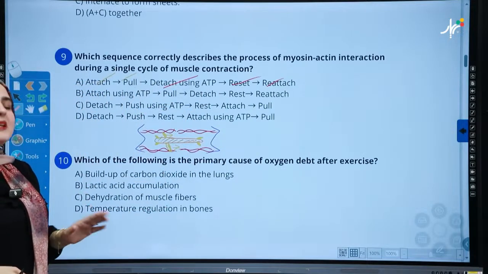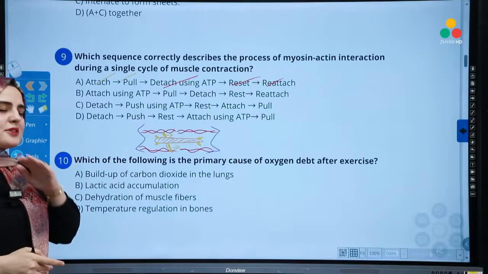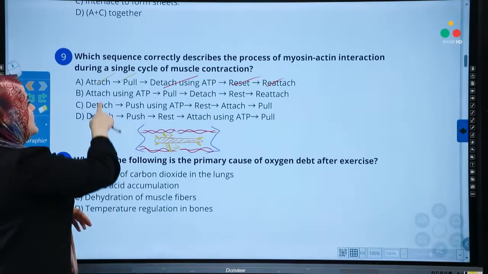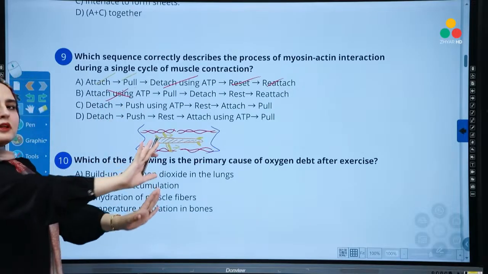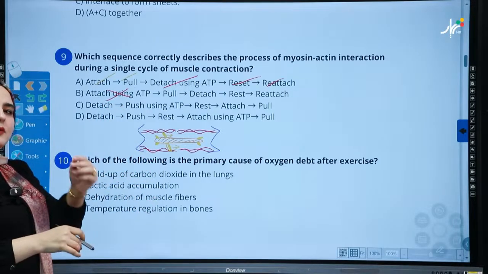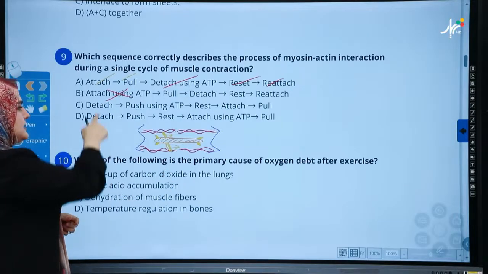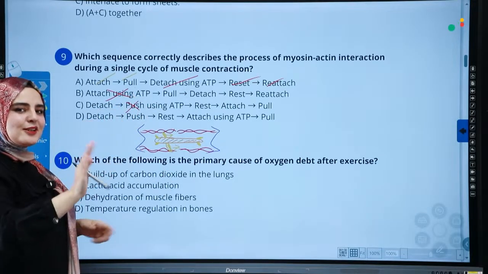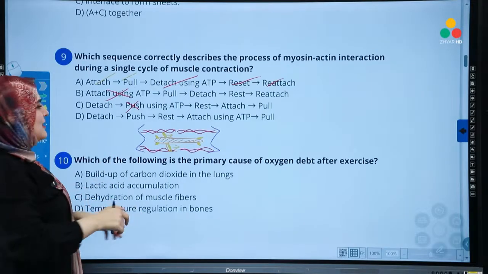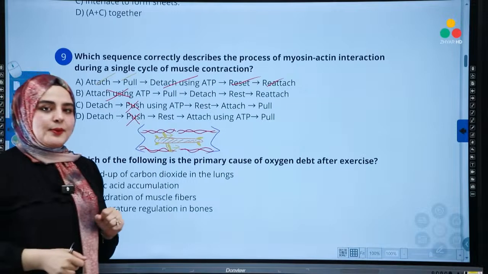Everything was right here. But before I choose my answer, I already decided, but let me check just in case. It says attaching using ATP. Wrong from the beginning. I don't even need to check the rest of it because the beginning was wrong. Attachment doesn't require any ATP. Detach, push, there is no pushing in muscle. You don't even need to think about it. No pushing here as well. Muscles are only pulling, okay?